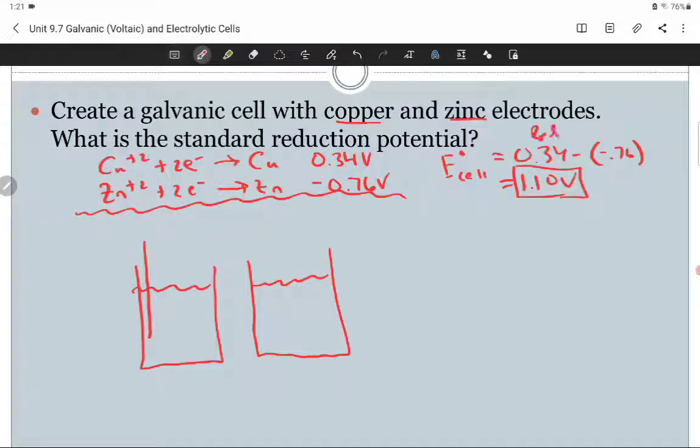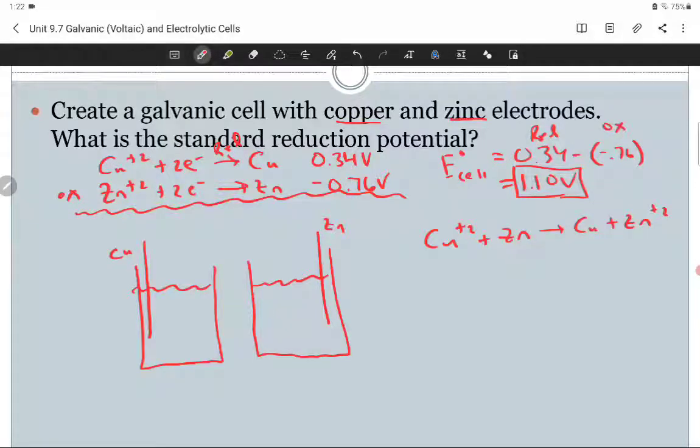So we said that this was the reduction and this was the oxidation, because that's the equation. Reduction minus oxidation is a positive answer for E cell. So what is the reduction? Looks like that is the reduction, and then this has to be the oxidation. So copper ions plus zinc metal, because you need that to be oxidized, becomes copper metal and zinc ions. Okay, so let's make this one copper, and let's make this one zinc.